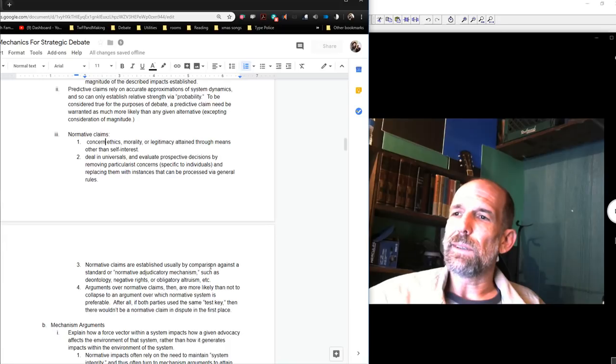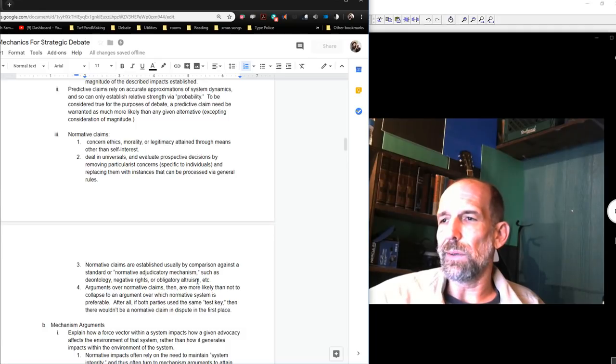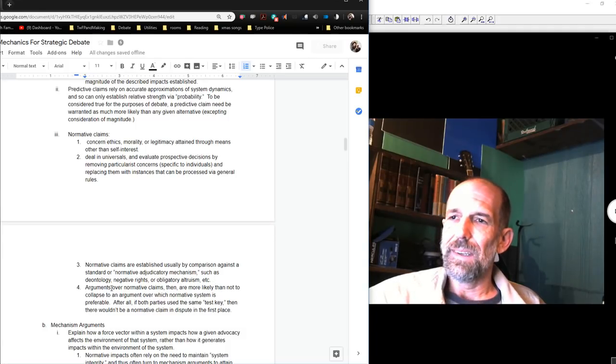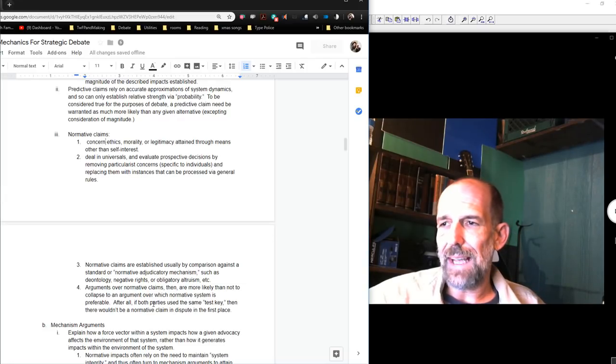3. Normative claims are established usually by comparison against a standard or normative adjudicatory mechanism such as deontology, negative rights, obligatory altruism, something like that. Arguments over normative claims, then, are more likely than not to collapse to an argument over which normative system is preferable. After all, if both parties use the same test key, then there wouldn't be a normative claim in dispute in the first place.